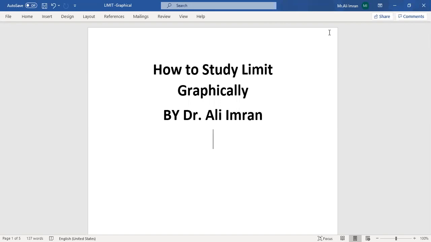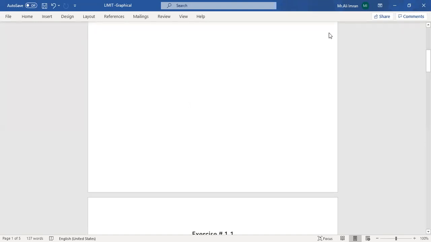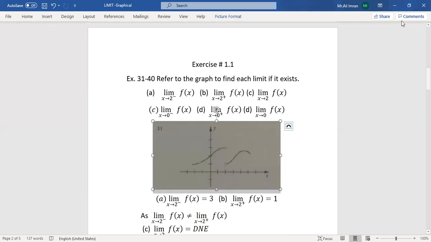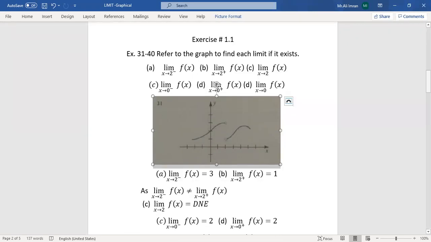In today's lecture, we will learn how to study limit graphically. With the help of graph, we will find various values of limit. Now, let's start today's lecture. We will study some questions from Swokowski book.